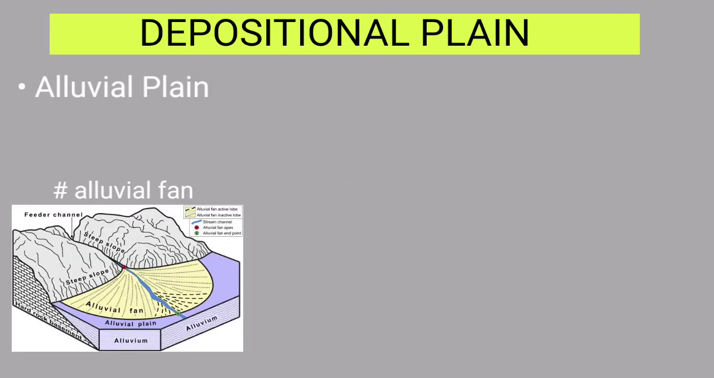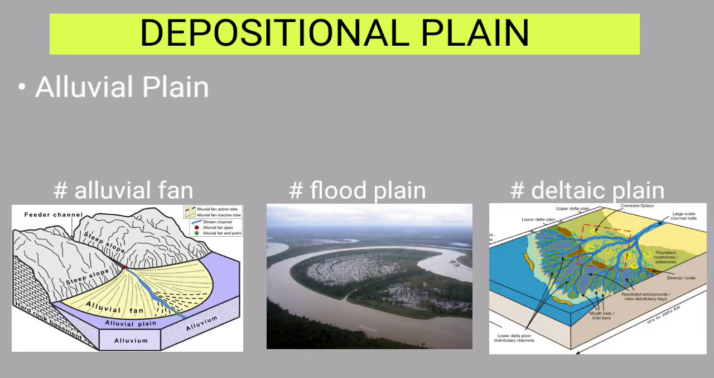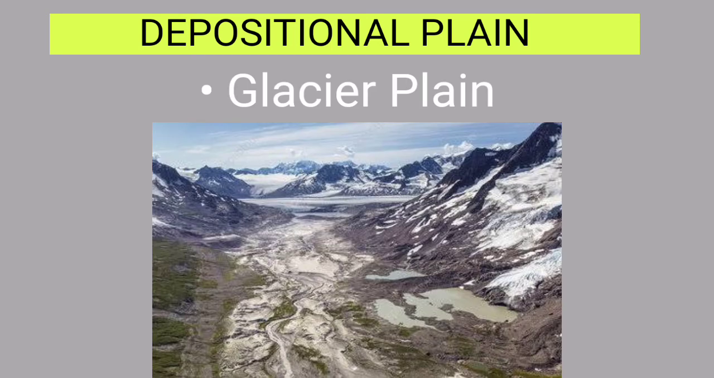If it is deposited at the foot of the mountain, we call it alluvial fan. If it is deposited in the middle course of the river due to the flooding, it is known as flood plains. And the sediments which are deposited at the mouth of the river are called delta plain or deltaic plain.